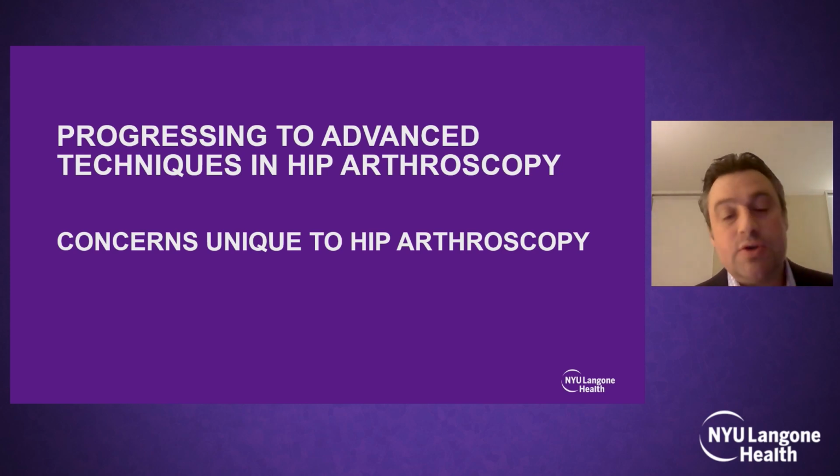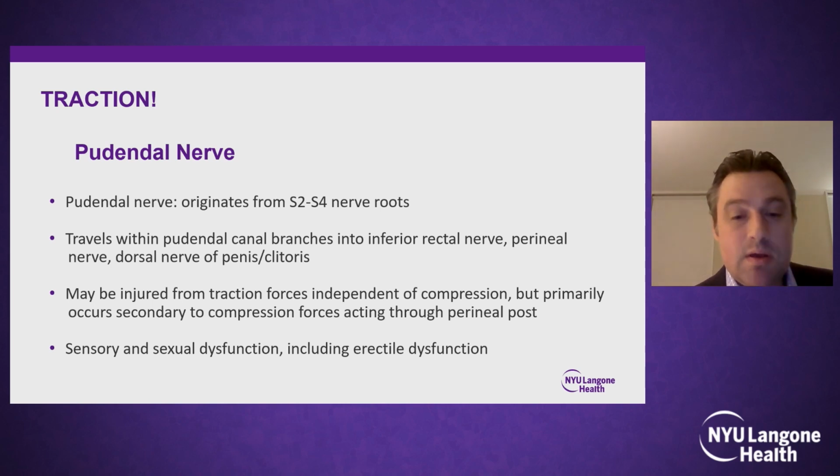So some concerns that are unique to hip arthroscopy, there's several of them, and one of the common issues with hip arthroscopy as opposed to other joints is using traction. So the pudendal nerve, it arises from sacral nerve roots. It travels within the pudendal canal and branches into the rectal nerve, perineal nerve, the dorsal nerve of the penis or the clitoris. And this can be injured, sometimes due to just traction forces that are not related to compression, but it's almost always related to use of a perineal post.